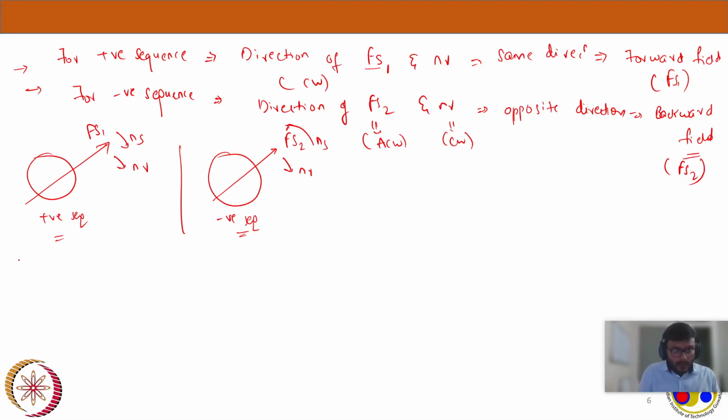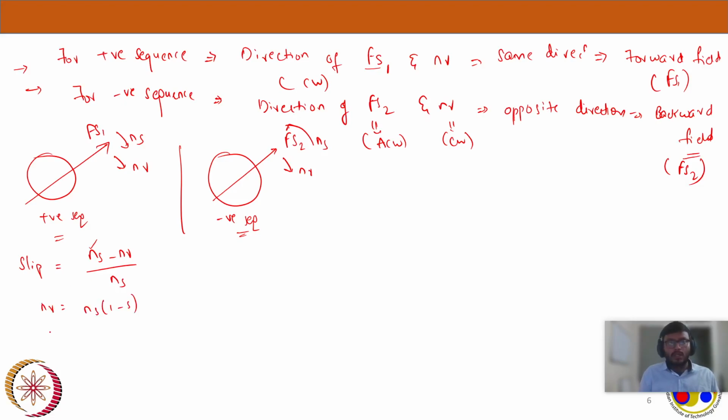Now, what will be the slip in this condition? The formula for slip is (Ns minus Nr) by Ns. It's the same formula. Here Ns is positive, so everything is the same. Now to calculate Nr, we know Nr is equal to Ns into (1 minus S).